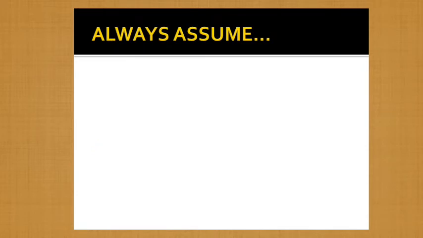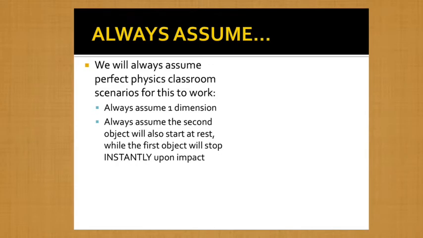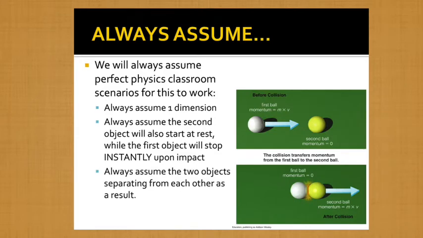To make this process simpler, there are some things that we will always assume when working momentum problems. First, we always assume that these scenarios occur in one dimension. We also always assume the second object will start at rest, while the first object will stop instantly upon impact. Lastly, we always assume the two objects separate from each other as a result of impact.